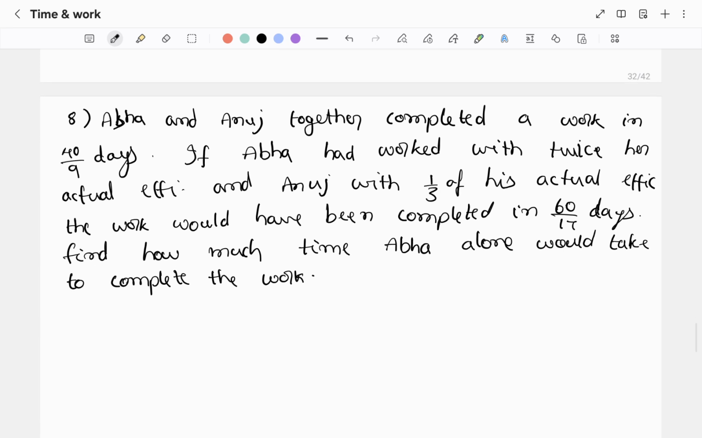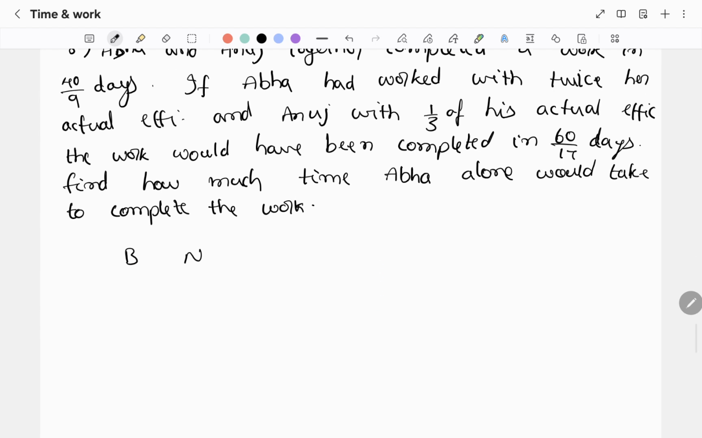Abha and Anuj together completed a work in 40 by 9 days. If Abha worked with twice her actual efficiency and Anuj with 1/3 of his actual efficiency, the work would have been completed in 60 by 17 days. Find how much time Abha alone would take to complete the work. See, first of all, Abha and Anuj, I will take as B and N.